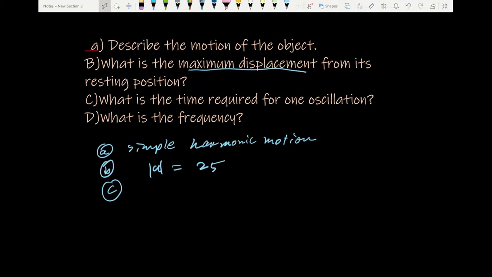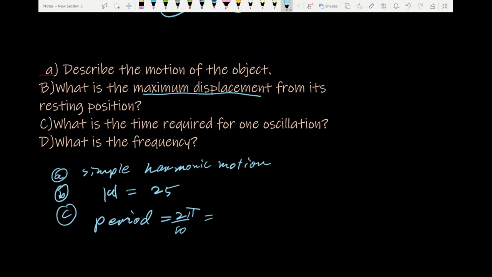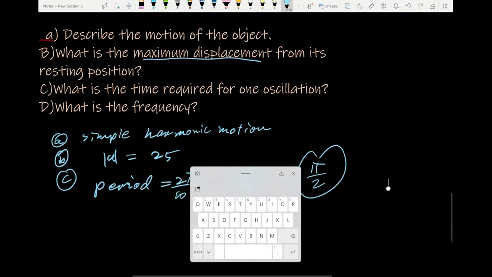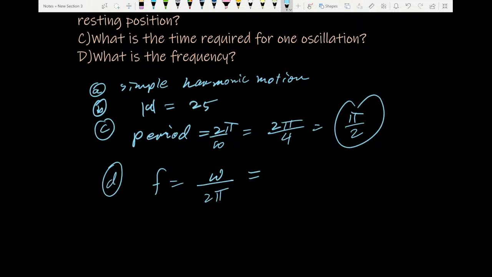C. What is the time required for one oscillation? So period is 2 pi over omega, and then we get 2 pi over 4. When we simplify it, it's pi over 2. So we want to know how long it will take to do one period. D. What is the frequency? Frequency is omega over 2 pi. In this case, omega is 4, so 4 over 2 pi, which is 2 over pi.